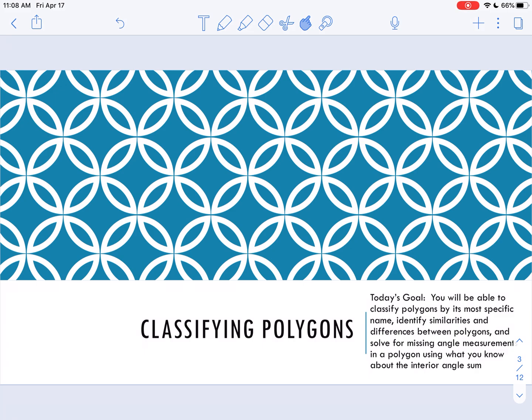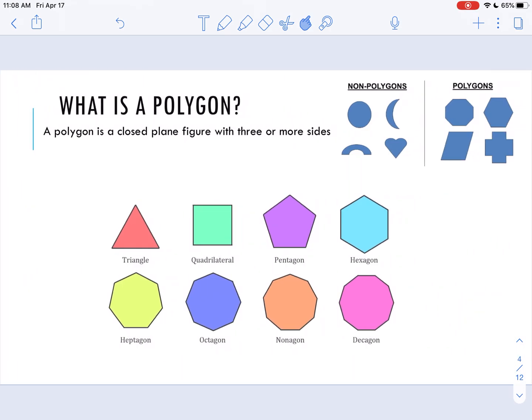Today's lesson, we're really focusing on shapes. We're analyzing how to classify polygons. All right, we have a few different goals today. The first and foremost goal is to understand what a polygon is and how to classify a polygon by its most specific name. By the end of today's lesson, you should be able to classify by its most specific name, identify similarities and differences between polygons, and using algebra, solve for missing angle measurements. All right, so let's get into our first lesson.